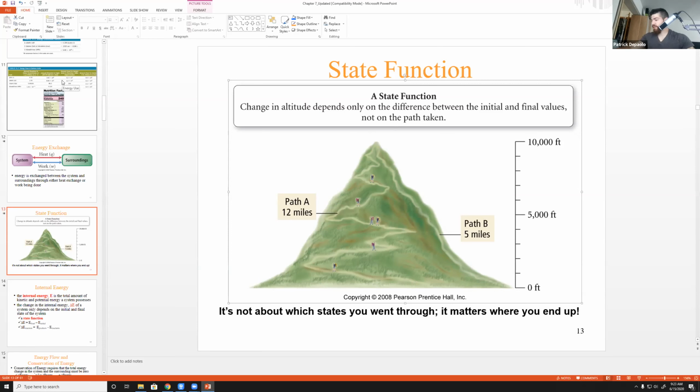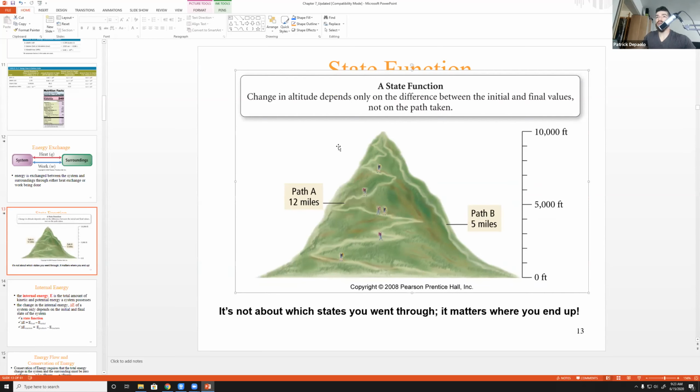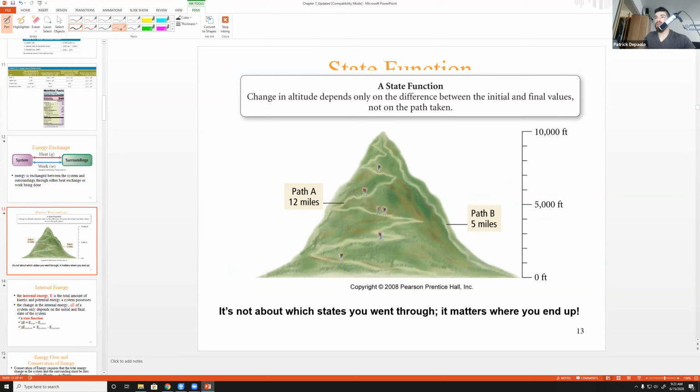So the equation, which we'll see in a second, is E equals Q plus W. The heat and the work balance out. If you go up path A, the work is going to be a lot because you're applying a force over a large distance, but the heat is going to be a little. Your body's not going to get too hot, and your muscles aren't going to move as hard as they are in path B, which is a lot steeper, but the work will be less.